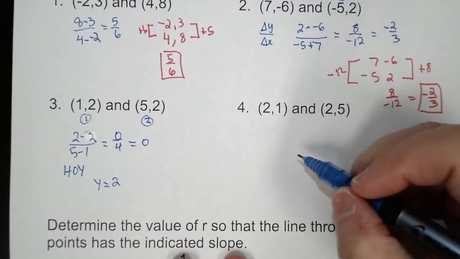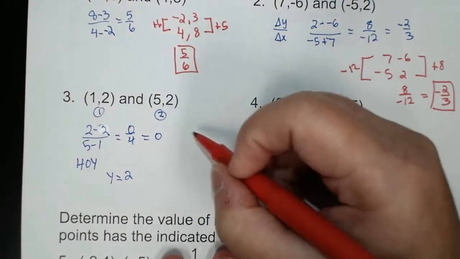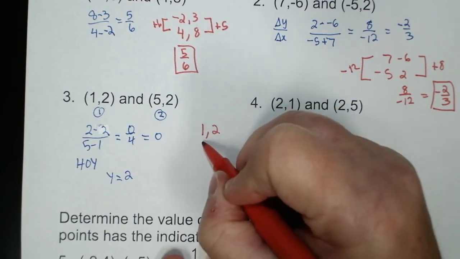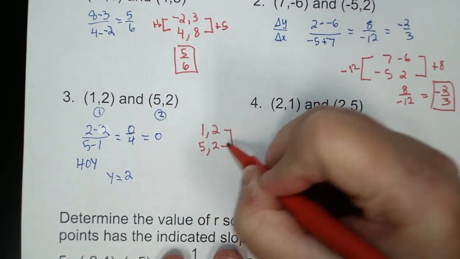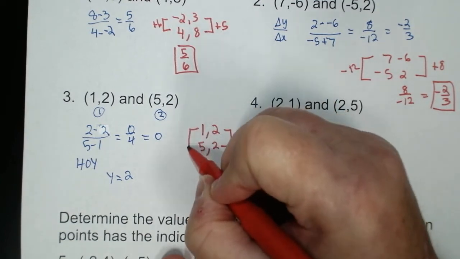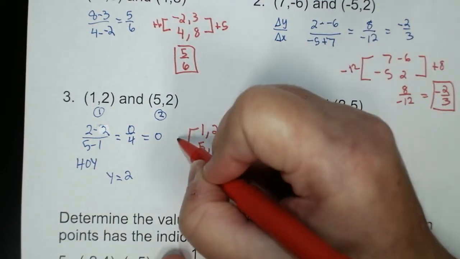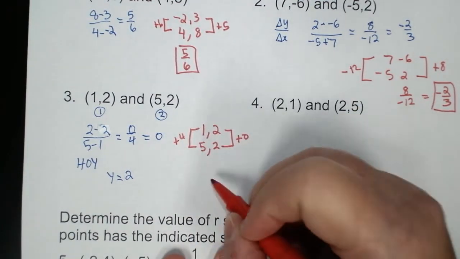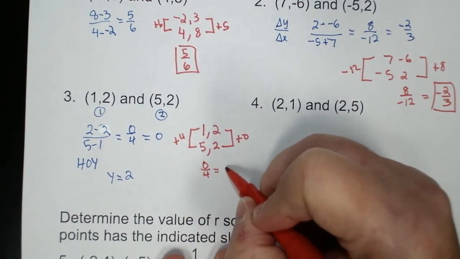Okay, here we go. Oh, other way. Sorry, I didn't do it with this other method. You're at 2, to get to 2, add 0. You're at 1, to get to 5, add 4. Notice I'm putting my signs. It's 0 over 4, which is 0. Same thing.